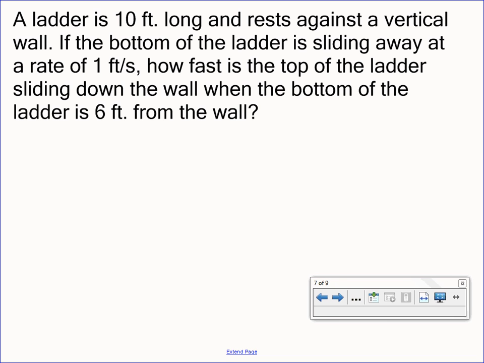A ladder is 10 feet long and rests against a vertical wall. The bottom of the ladder is sliding away at a rate of 1 foot per second. How fast is the top of the ladder sliding down the wall when the bottom of the ladder is 6 feet from the wall? Read the problem carefully, write down the known rates and what we're trying to find. So by golly, it looks to me like I've got the ladder rests against a vertical wall.